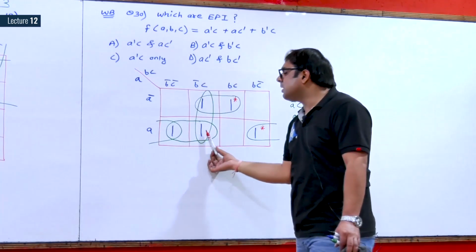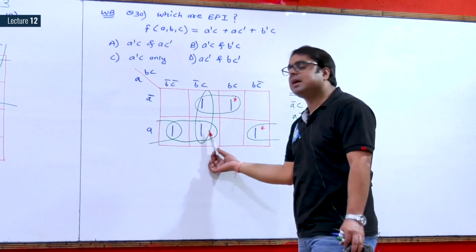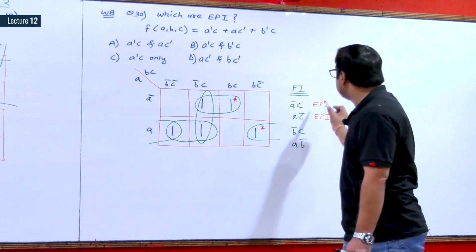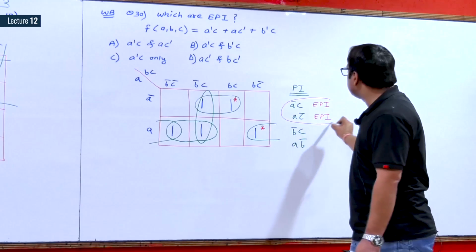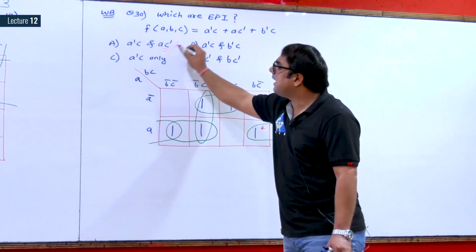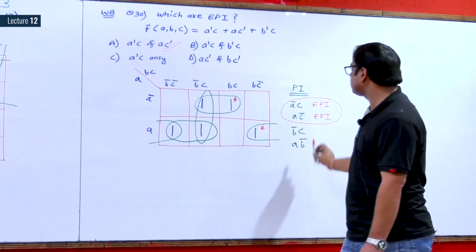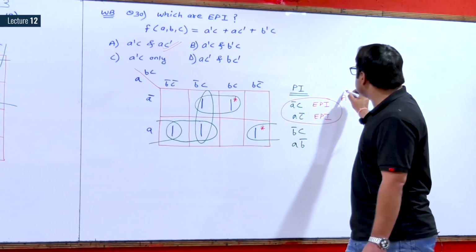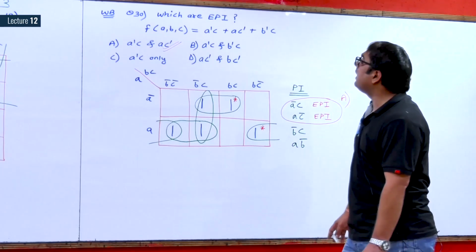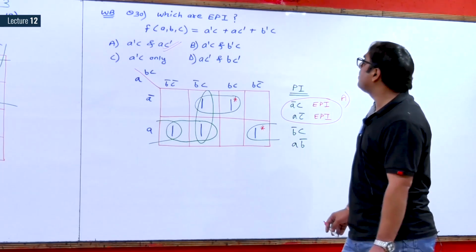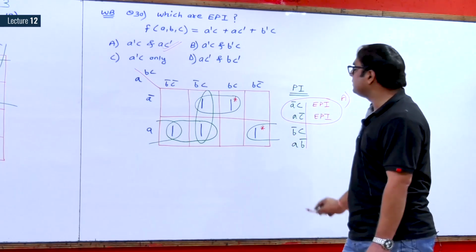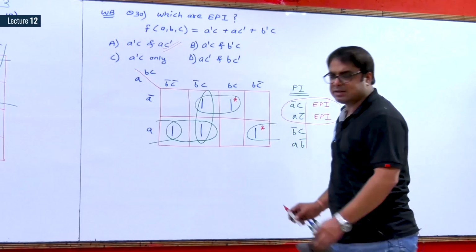This minterm is also coming in two different pairs. So there are only two essential prime implicants, A complement C and A C complement. Option A is the correct option for this question number 30. And if you are being asked the list of prime implicants, all these four are your prime implicants.